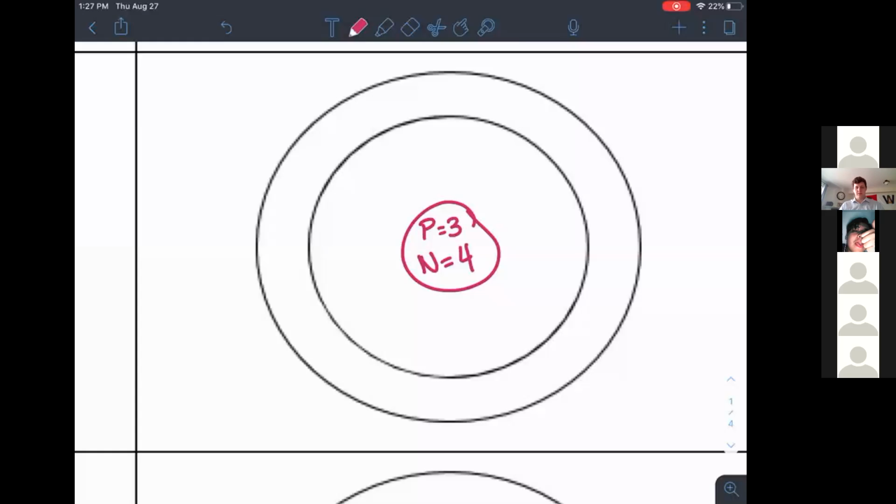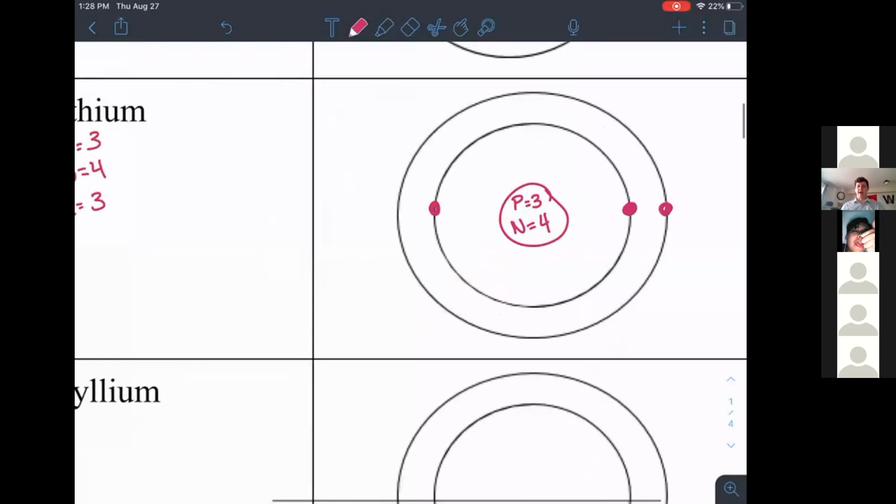And now what do I do with my electrons? Put them outside. Perfect. So I put 1 here and 1 here. Where does my third one go again? On the second ring. So I can put it anywhere on that second ring. I'm just going to put it right there. So now I have all my electrons drawn in the correct spot. Is this making some sense, guys?